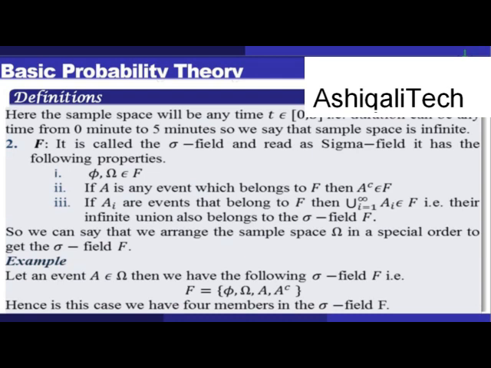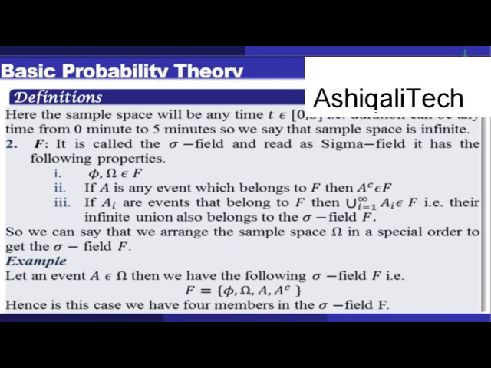Number 2, if A is any event which belongs to F, then its complement A complement also belongs to F. Number 3, if Ai are events that belong to F, then their infinite union, that is union i from 1 to infinity, Ai, belongs to F. That is, their infinite union also belongs to the sigma field. So we can say that we arrange the sample space in a special order to get the sigma field F.